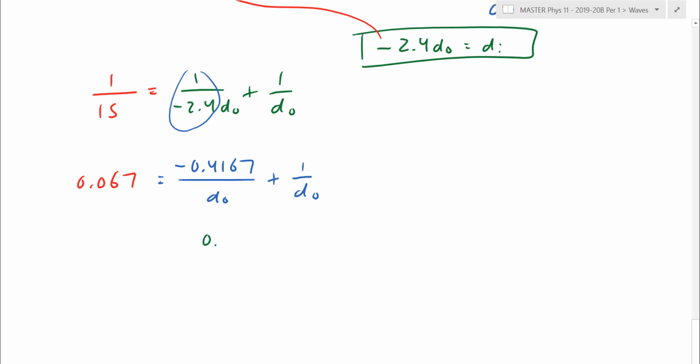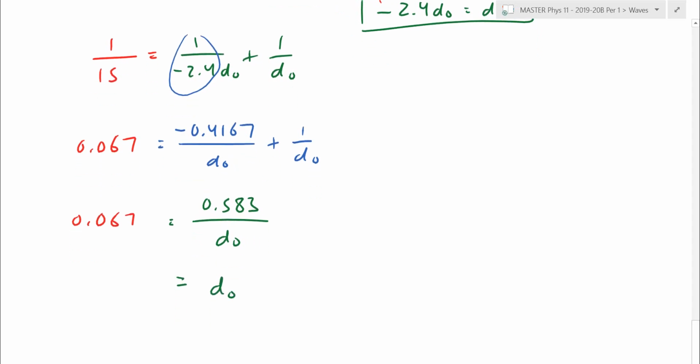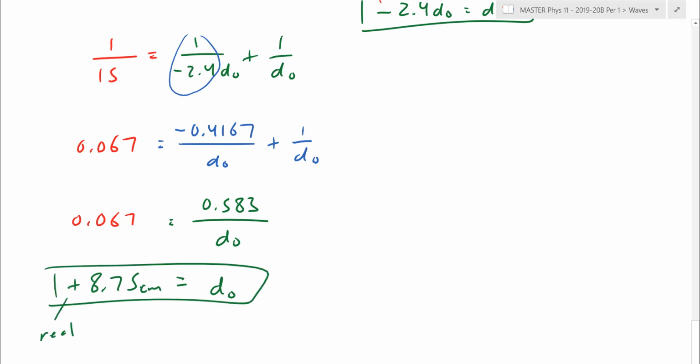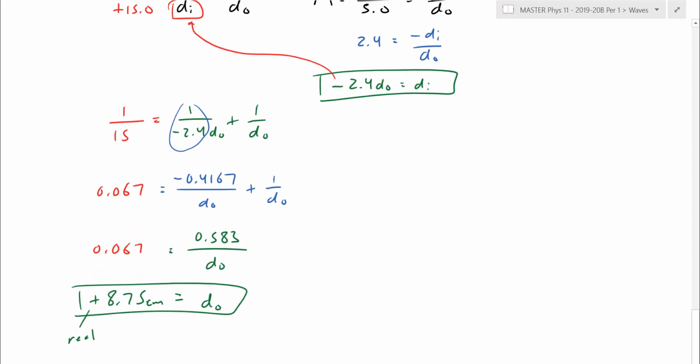I'm getting on top 0.583 all over do is equal to 0.067, and therefore finally the object distance, which I expect to be positive, right? Objects are always real. Take this answer divided by 1 over 15. So I'm getting an object distance of 8.75 centimeters, and I am positive. Right, so positive means real, right? Object is supposed to be real anyways.